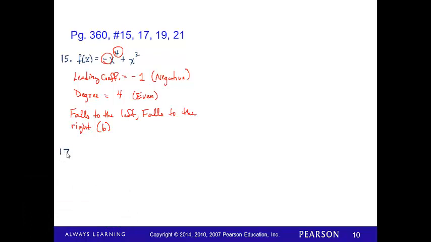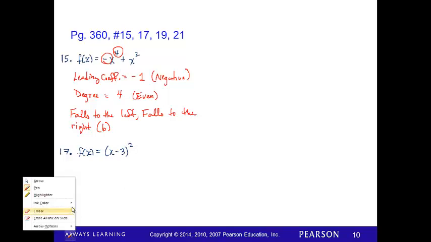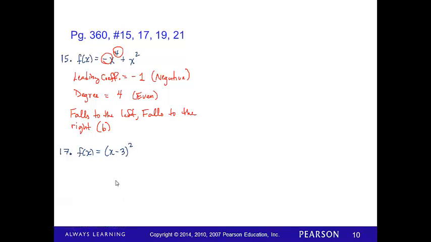All right, let's look at number 17. So this time we have f of x equal to x minus 3 whole thing squared. And again, we need to determine the end behavior. Now, before we do this, we need to multiply this out. Our polynomial function is written as a combination of different terms by adding and subtracting. So this x minus 3 whole thing squared should be multiplied out to x minus 3 times x minus 3, which is x squared minus 6x plus 9.